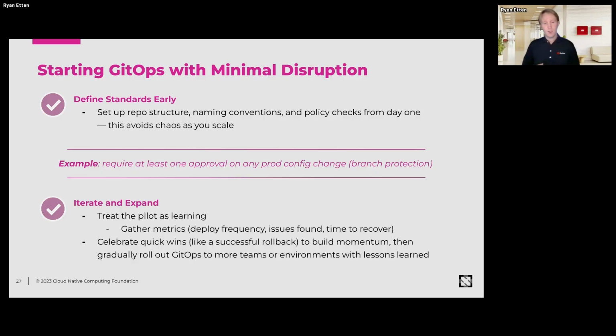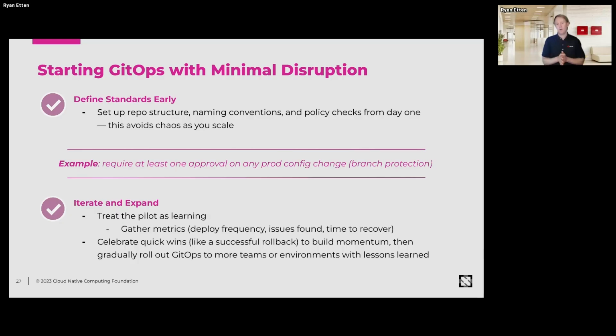Also, I strongly encourage you to consider enabling those simple safety checks. For example, set up branch protection so nobody can push to the main prod branch without review. And if you're using a tool like OPA or even simple CI lint checks, configure these in the pilot. These standards will ensure that as you expand GitOps, you won't introduce chaos and everybody will know the right way to do things. And then finally, measure, iterate, and showcase.